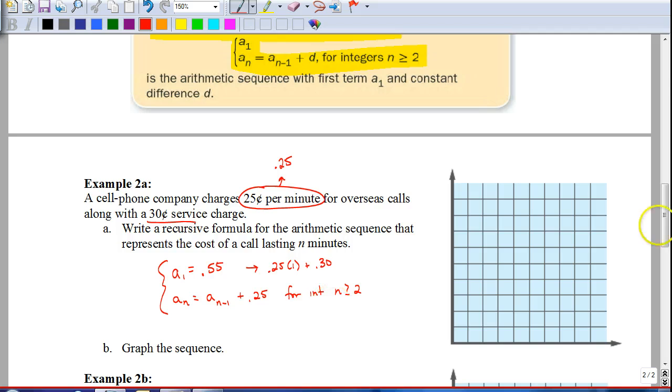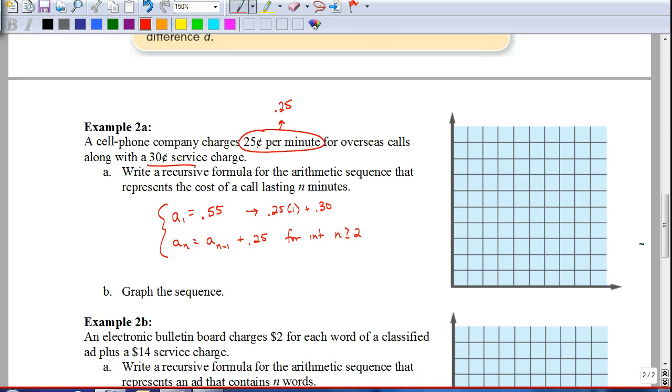Now it says to graph the sequence. Remember, we don't connect these with a line. But one thing we can do is come up with the first 5 terms or so. The first term would be 55 cents. Every term after that, we add 25 cents. So the next term would be 80 cents, then $1.05, then $1.30, and then $1.55.